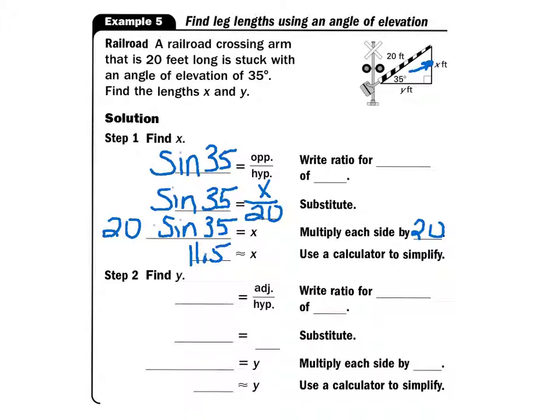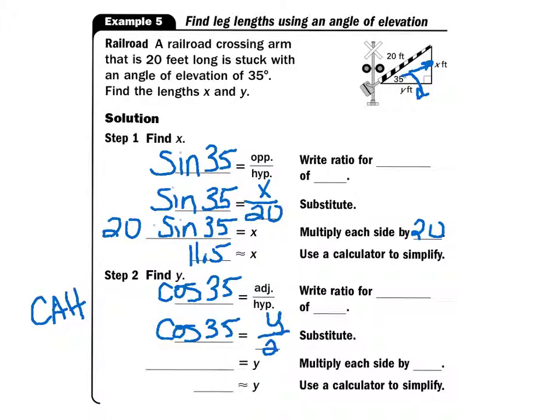Okay, step 2, find y. Okay, what is y from what we have? Well, y is adjacent. It's hooked on to the 35 degrees. So we're going to need to use cosine this time because it's CAH. Cosine is adjacent over the hypotenuse. So the cosine of 35 equals y over 20. We can multiply both sides by 20 again. And that is 16.4.